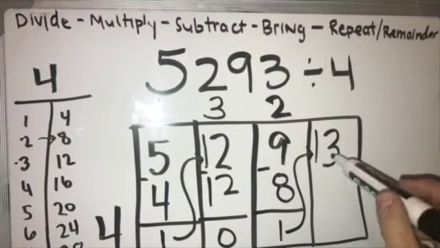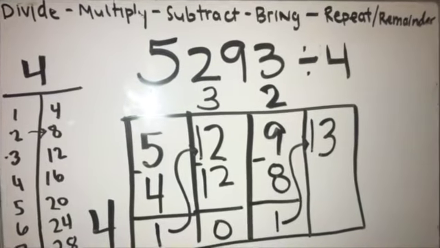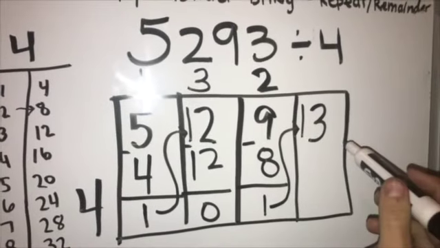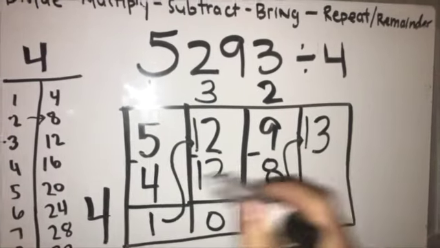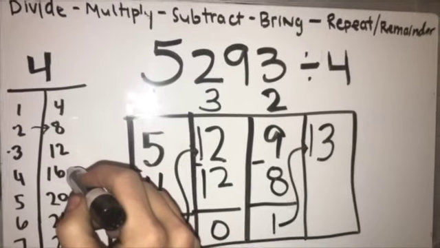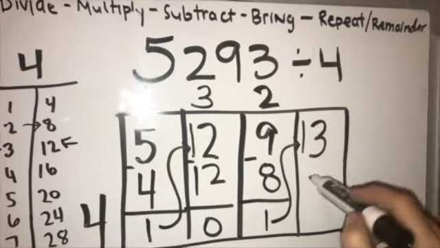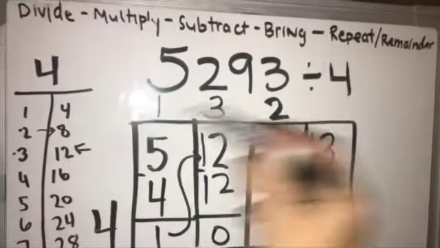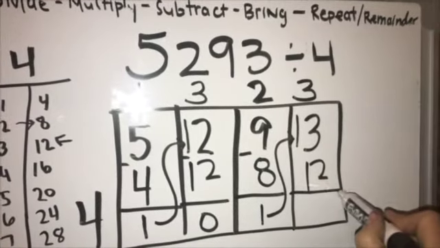Now I have a 13. This number is still greater than my divisor, so I need to repeat as well, as it's in another box. So how many times can 4 go into 13 without going over? I look here, I have to get to my max without going over. I see that it's 12. So I know that this has to be 12 on the inside. 4 times what is going to give me 12? That's 3 on the outside.